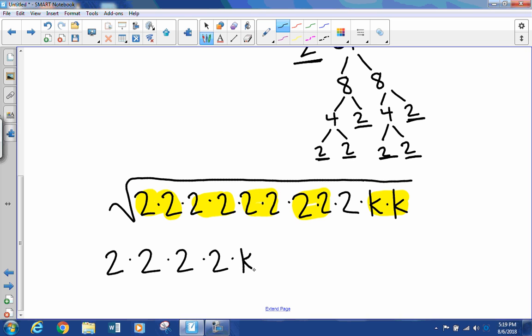And again, I move them out of the square root. If there were 2 inside of the square root, it shows up as just 1 on the outside. And then underneath the radical, what I'm left with is just that lonely little 2 right there.